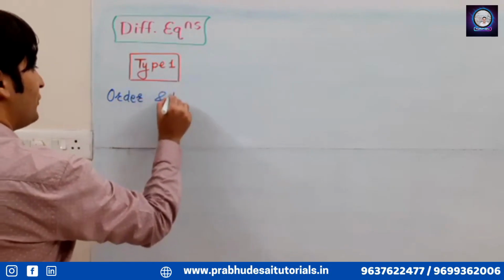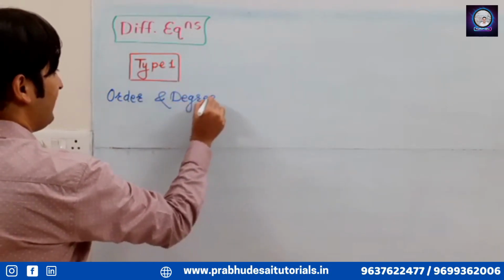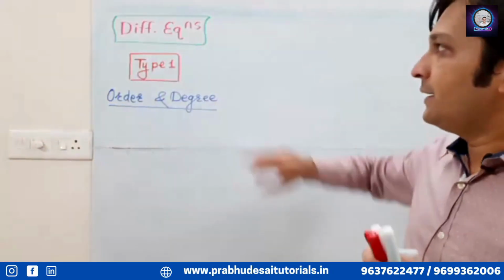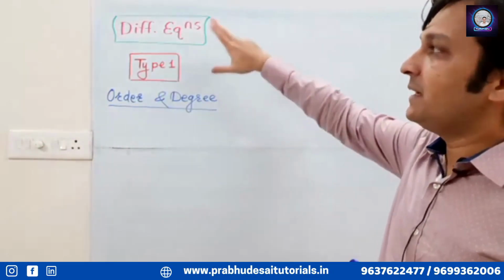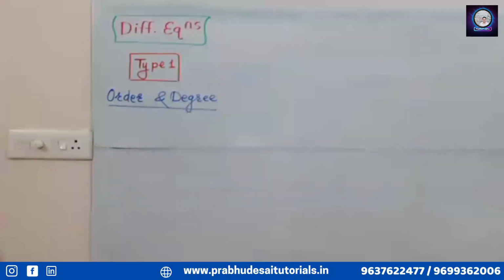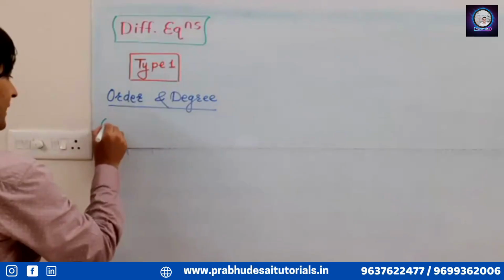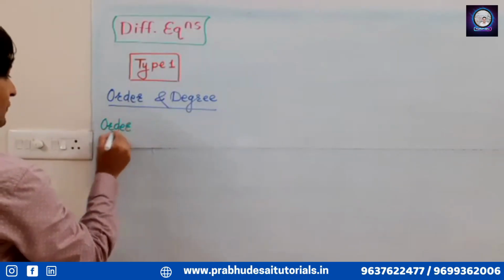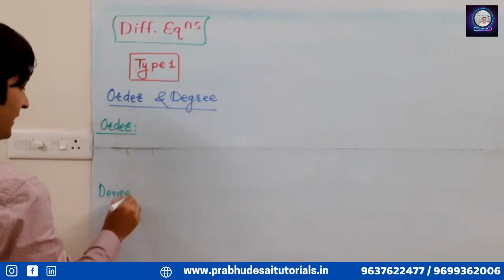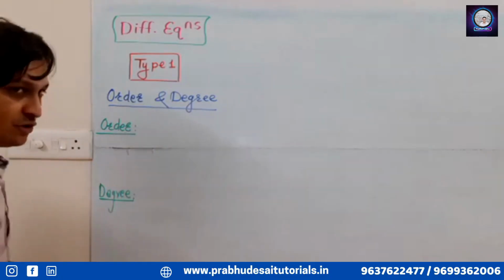You know what you mean by order and what you mean by degree. Just write in your notebook, differential equations, type number 1, order and degree. Let us define what's order and what's degree, and we'll conclude this basic stuff today. This is important, it can be a 1 mark question.